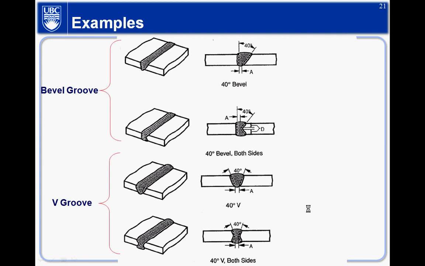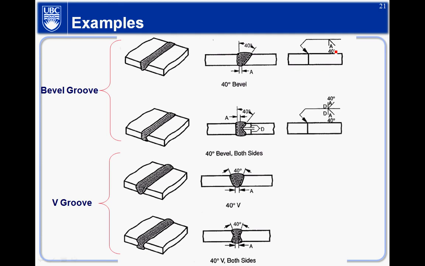In terms of other things like groove weld, bevel, or V, those are some other examples. Actually, you show the angles on the drawing. So that's basically what this means here. It gives you the angles, and they tell you the shape.